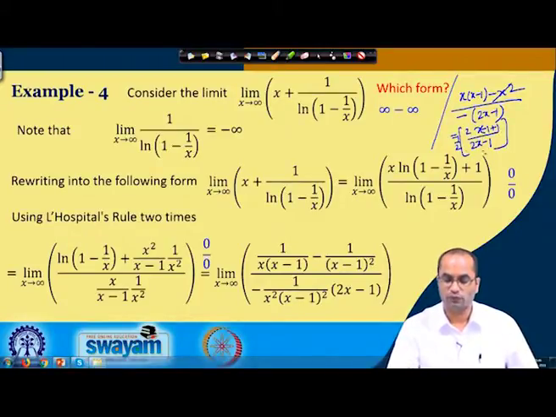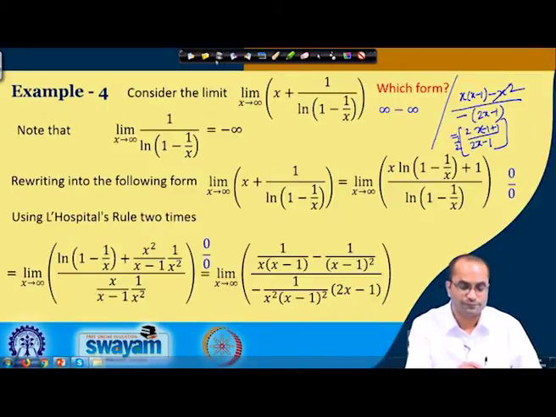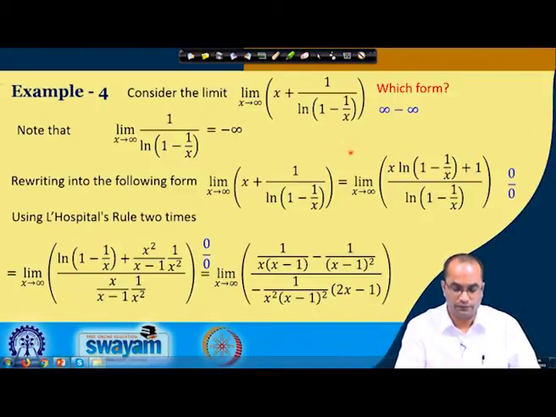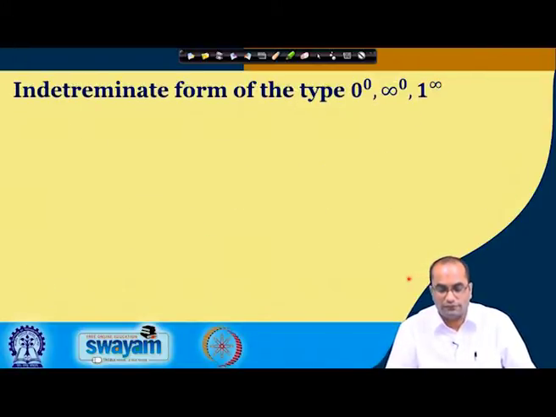So, we have this 1 plus 1 over 2x minus 1, and when x goes to infinity, it will become 1 and the half is sitting there. So, this value will be half. So, this limit of (x minus 1) over ln x is half.